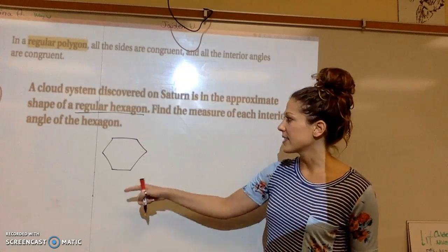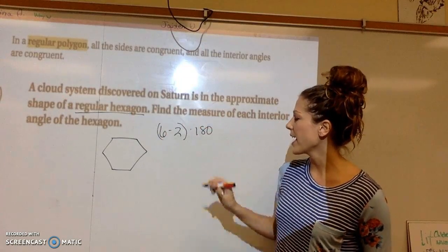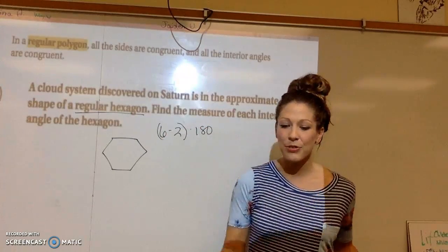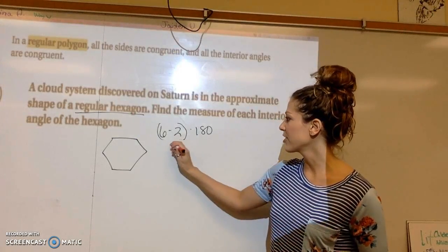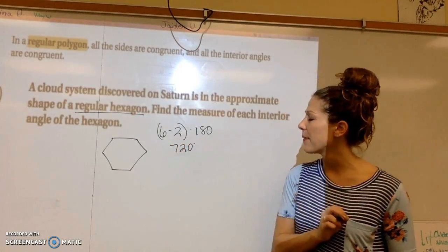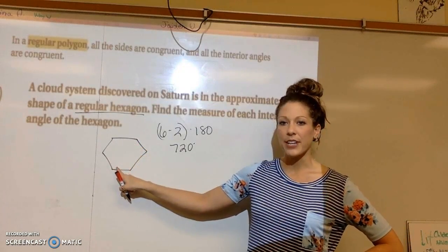So a hexagon has 6 sides. So 6 minus 2 times 180. So that was 4 times 180 is 720 degrees. I should have known that. So all 6 of these angles add up to 720 degrees.